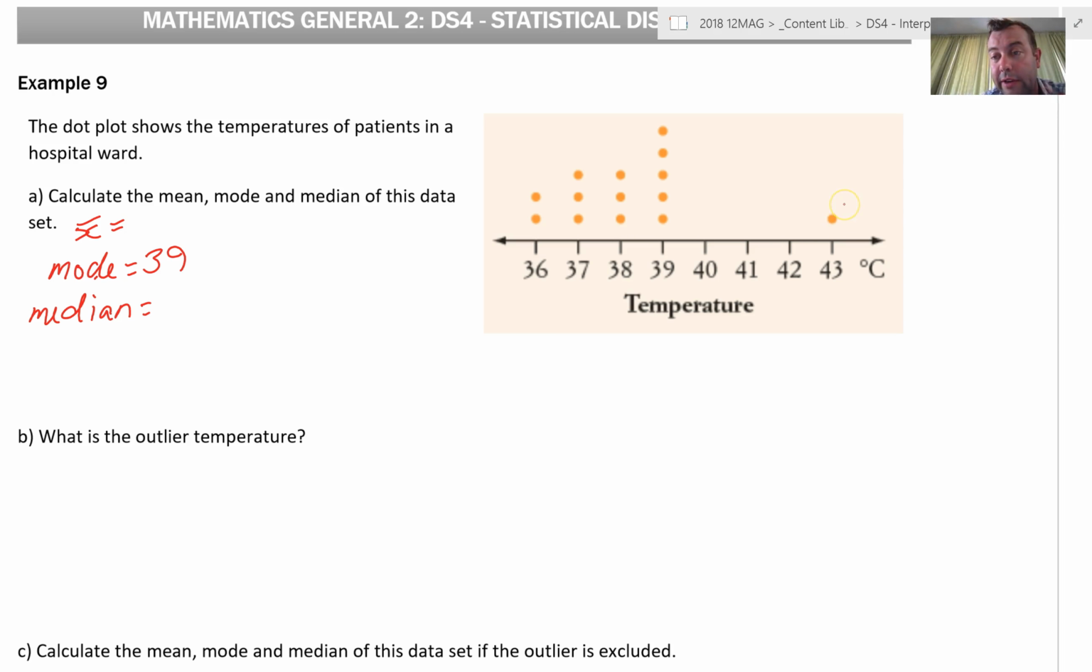We can't just go, well, that's an outlier. We have to use our calculations. It's going to take me a moment. Hang on a tick. We'll be back.